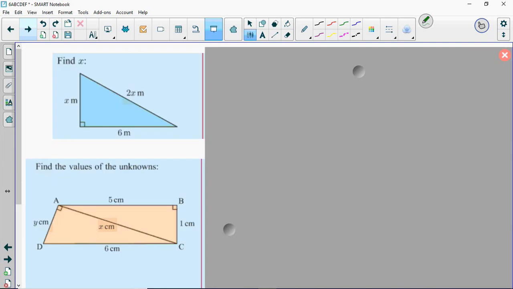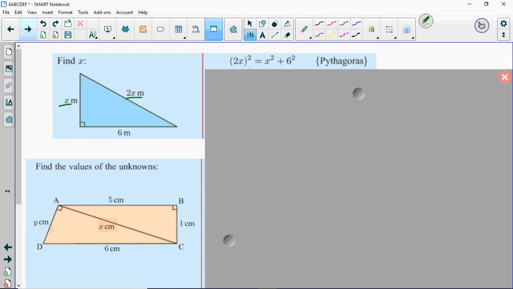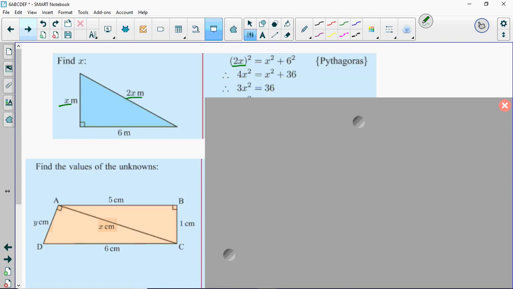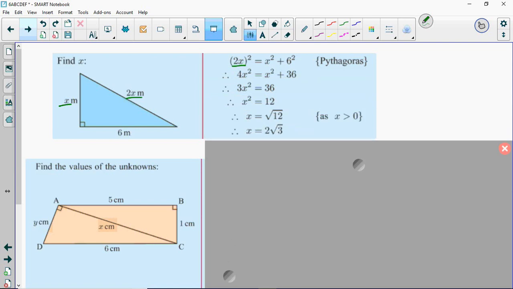Here's just two more that are a little more exciting. The one on top, you notice we have a variable in two places. It doesn't matter. Just use the Pythagorean theorem. We're going to have x squared plus 6 squared is equal to (2x) squared. And then we have to use our rules of exponents from back in chapter 1. We need to square this whole thing. That's going to be 4x squared. And then combine the like terms, and then get the x squared alone, and then take the square root. And then we simplify the radical like we saw in chapter 4. The square root of 12 is the same thing as the square root of 4 times the square root of 3. And the square root of 4 is just 2.